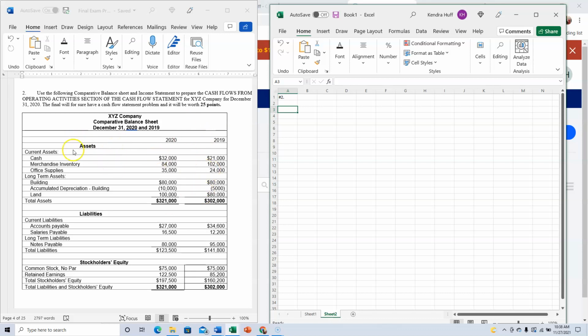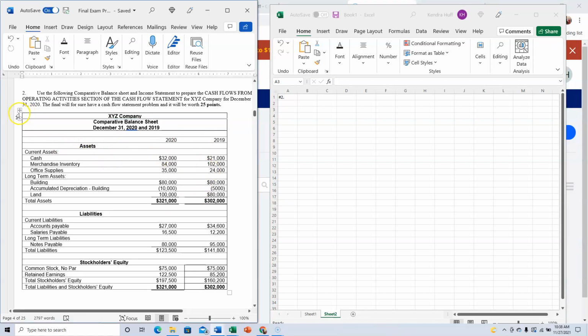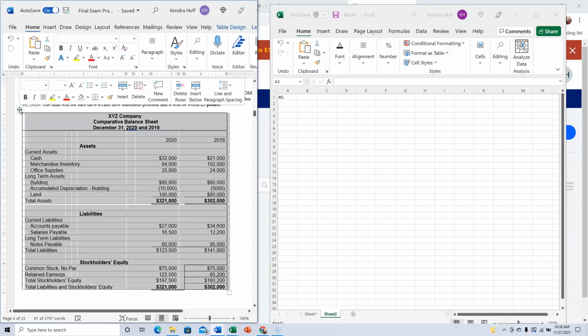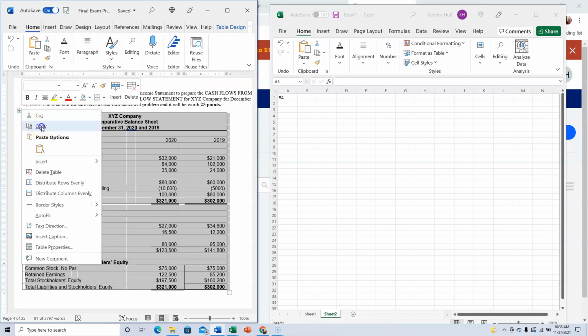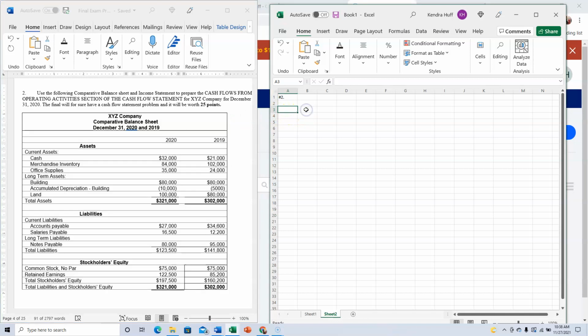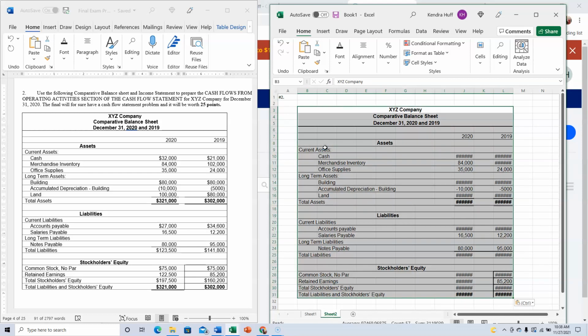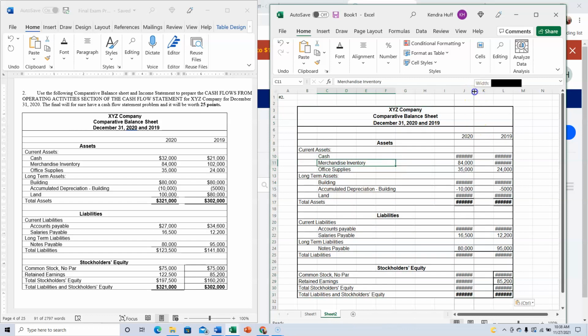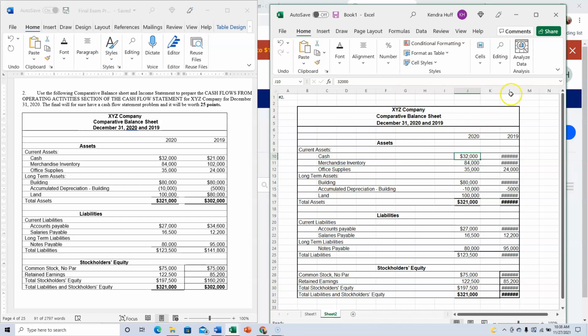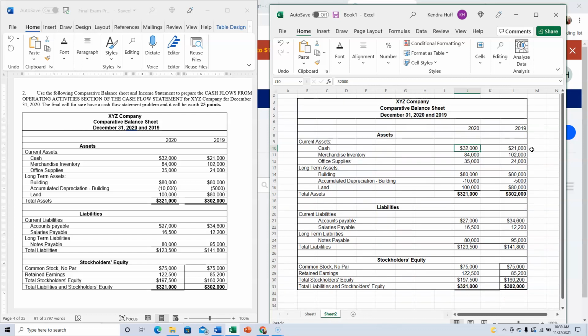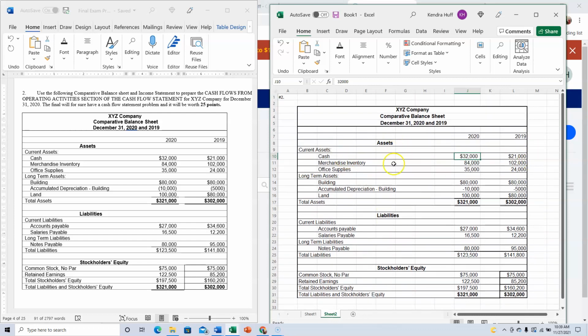Now, I have to subtract some numbers here. So if you click on this little plus sign up here, it takes the whole table, and then I can right-click and copy it, and come over here to Excel, and the table will copy. And these are actually numbers. So I don't have to retype everything in, because what you're going to want to do for the statement of cash flows is find the difference in current assets and current liabilities from one year to the next.